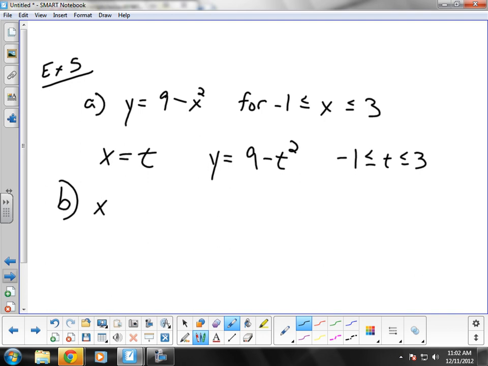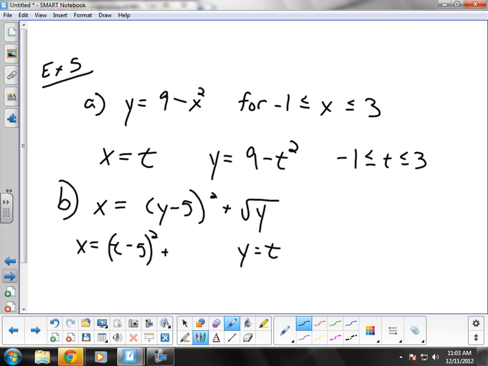On Part B, we get the equation x is equal to y minus 5 squared plus the square root of y. Now, this time, y appears twice. So I really don't want to do the whole thing with the x being the t. It would be easier to let y be t. Okay?